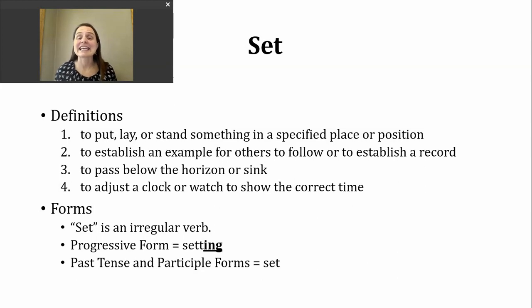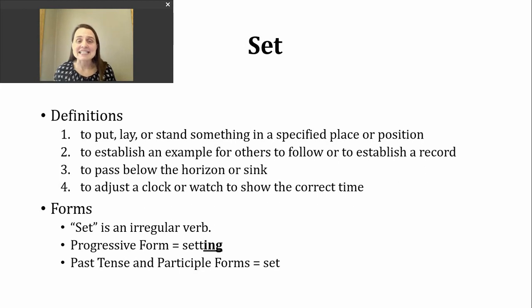Set is an irregular verb. To make the progressive form, we need to add an extra T before we add ing. And the reason we're doing that is that this verb ends with a consonant, vowel, consonant, and that's our rule in English, that we double the last letter.